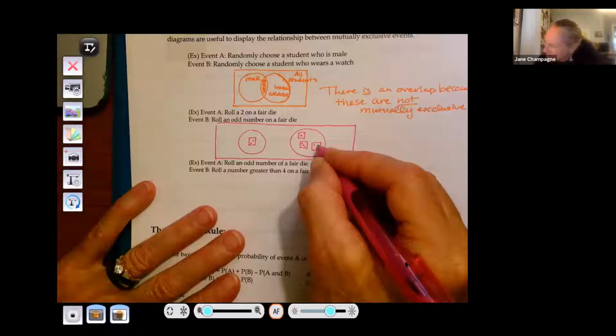Watch wearers. And I drew them in such a way that there is an overlap because I bet that there is at least one male who wears a watch. Probably several. All right. Not as many as females, I think I've noticed. But so there is an overlap because these are not mutually exclusive. They are not exclusive of each other. There's an overlap.